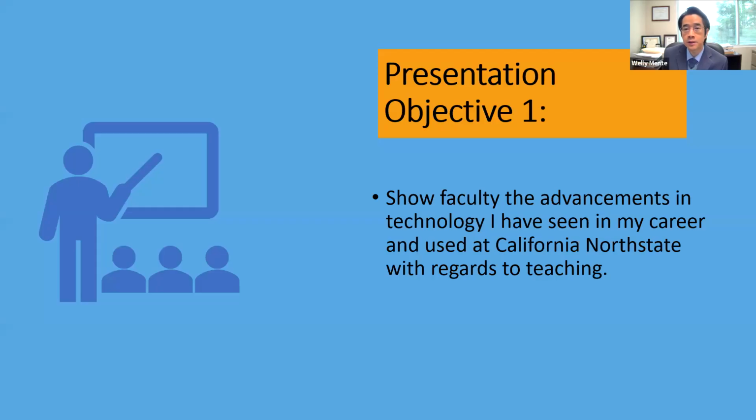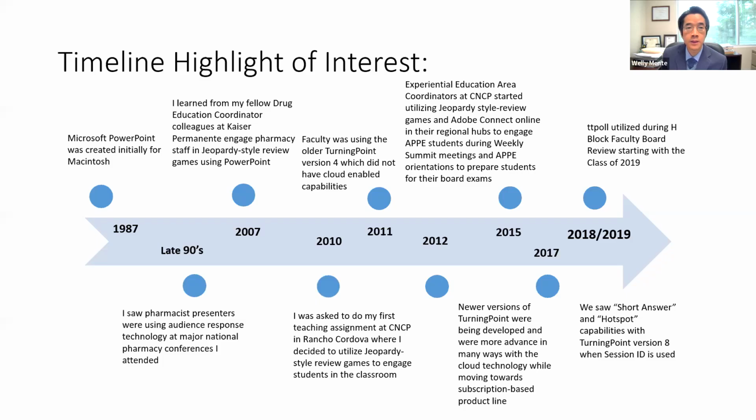So my first objective is to try to show you the advancements in technology that I've seen in my career and used at California North State. I'm going to be keying in on certain ones. This is a kind of a timeline of interest, if you're interested in seeing how I came about with a lot of the knowledge and experience that I've gained.